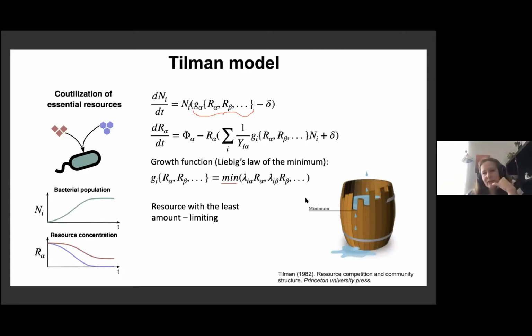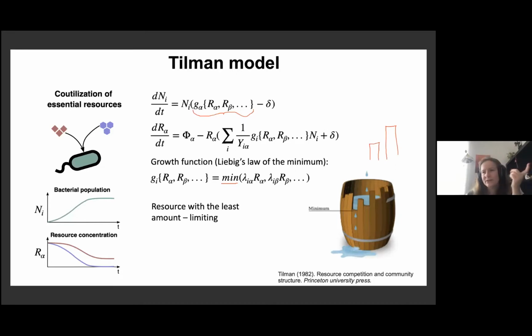And this min function has this intuitive explanation: if you require a certain amount of, say, nitrogen and a certain amount of carbon in order to grow, then if you dump more carbon into your system, it will not really help you to grow more, because you will be limited by that other resource, and nothing can actually be done about it.